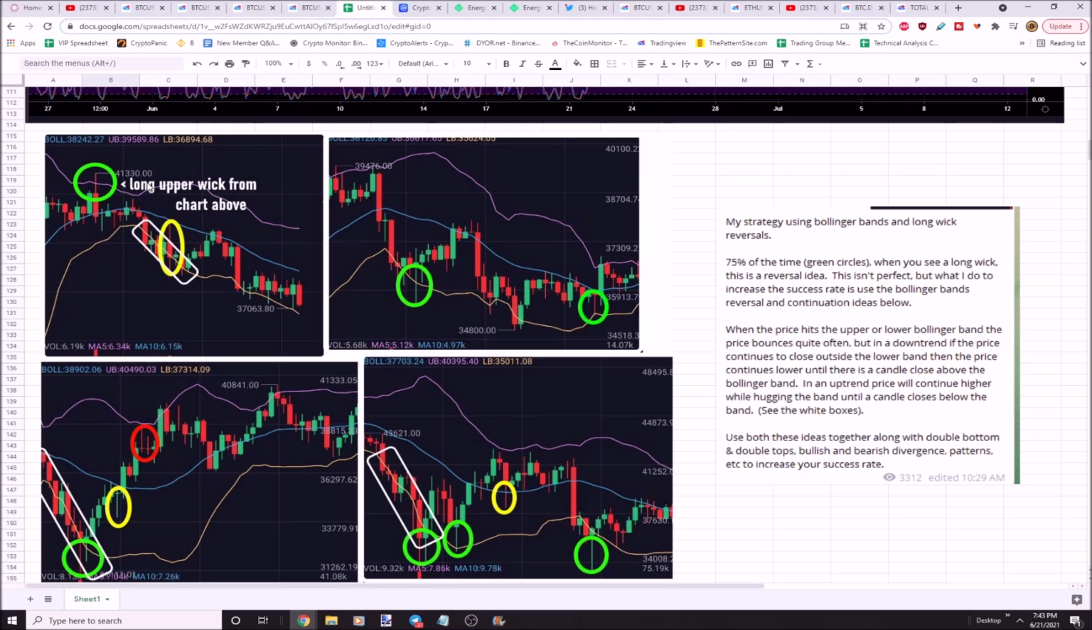This is the long wick theory, right? A lot of times, not every time, 70% of the time, when you get a long wick, you get a reversal of the trend. Not always.